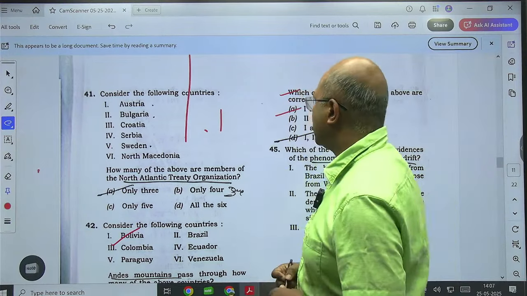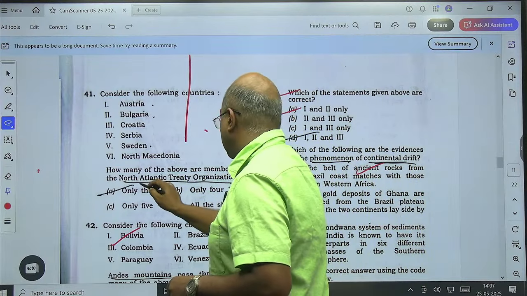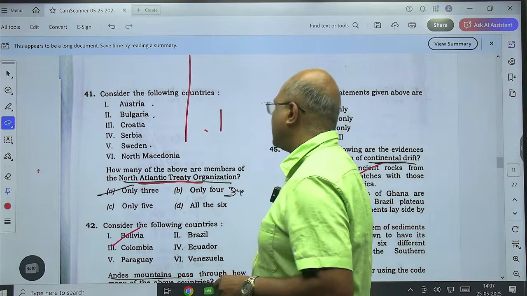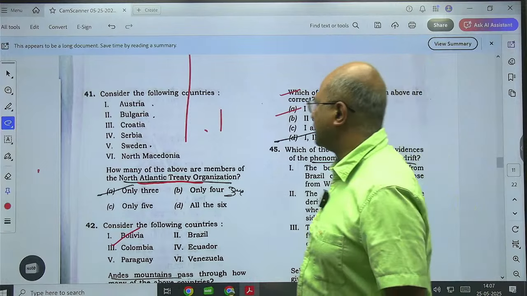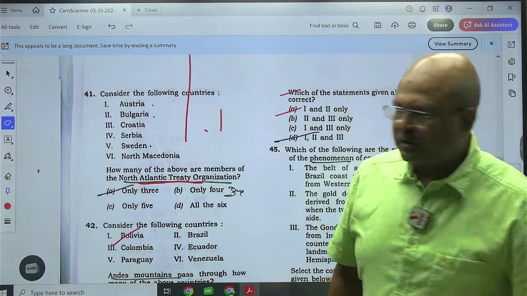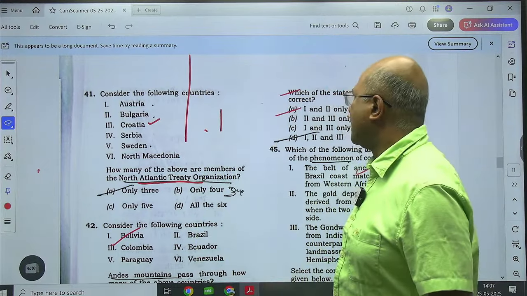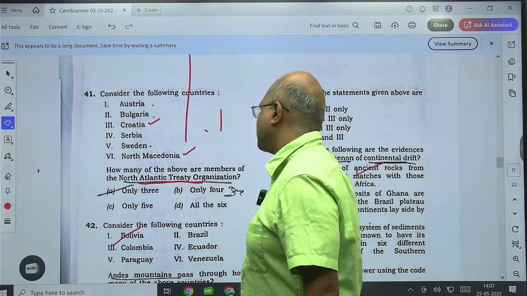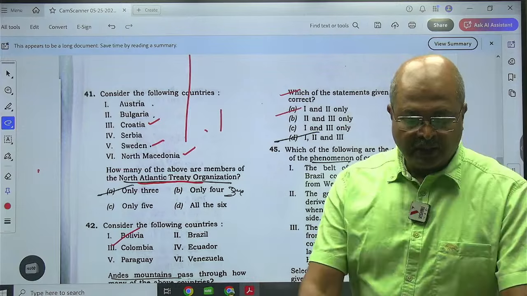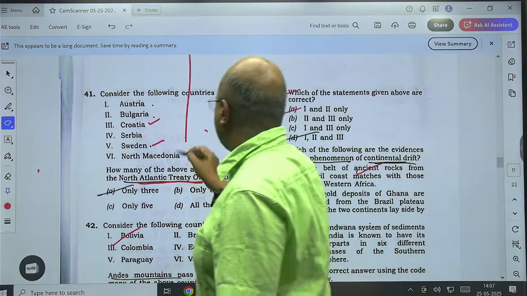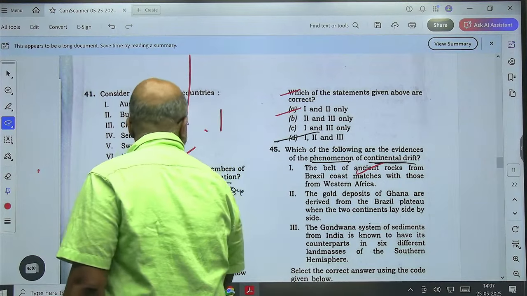The question was, consider the following countries, a map-based question. How many of the above are members of the NATO organization? Now here, if you see the members of NATO, Austria and Bulgaria are not the members. So generally, when we talk about that, we have Croatia, which is a member of NATO. And then we have North Macedonia, which is also a member. Then we have Sweden, which is also a member. And then we have Bulgaria. So four countries are there: Bulgaria, Croatia, Sweden, and Macedonia.